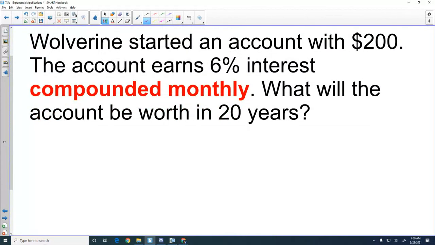So this word compounded means like how often the interest is going to kick in. But he's getting this 6% interest not each month. That's per year. He gets a total of 6% interest. But since it compounds each month, he's going to get basically 1/12 of that 6% every month, which is what, 0.5%. So 0.5% in January, another 0.5% in February, and at the end of the 12 months, that'll add up to a total of 6%.